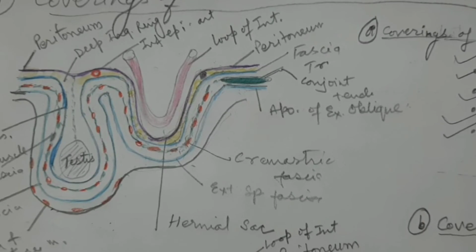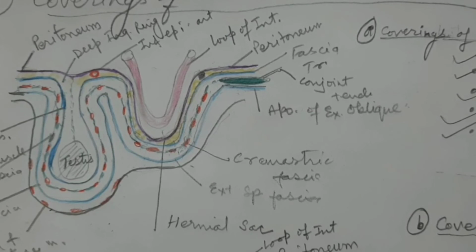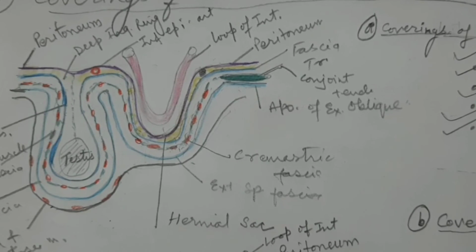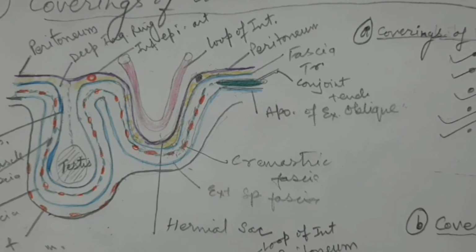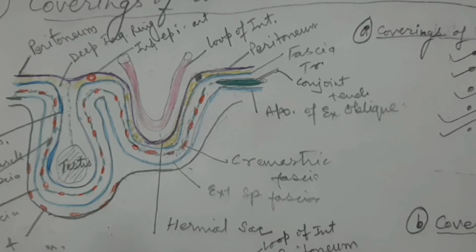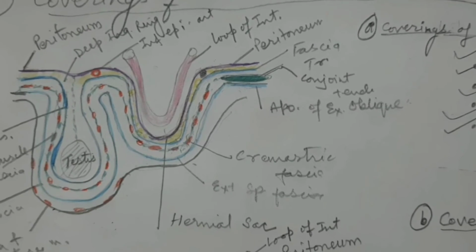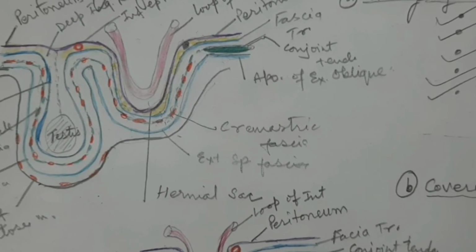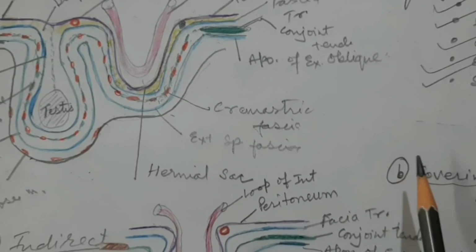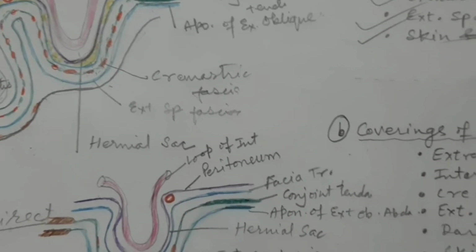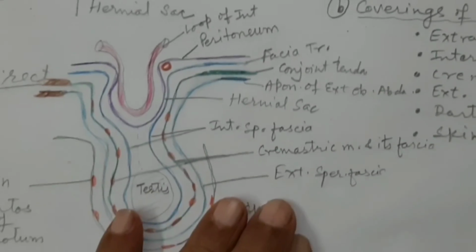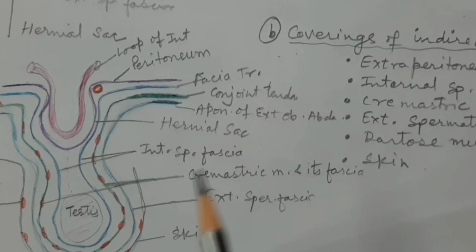Extraperitoneal tissue, fascia transversalis, cremasteric muscle and its fascia, external spermatic fascia, and skin and the dartos muscle. The dartos muscle is present only if it goes deep into the scrotum. Otherwise, it will be only the skin. If it remains near the superficial inguinal ring, it will only be skin, because the dartos muscle is near the bottom of the scrotum, right? Now let us come to the coverings of the indirect inguinal hernia.